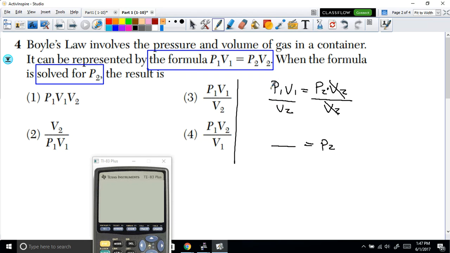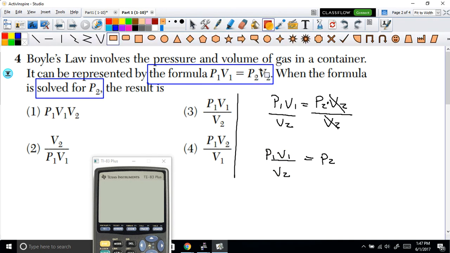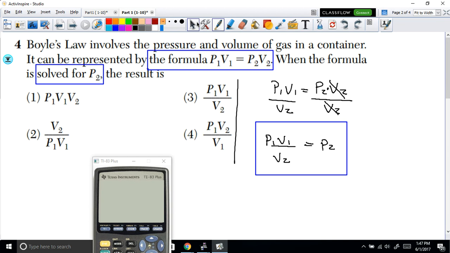Now in here, you cannot simplify this expression because notice that every single one is a different variable. So now you have P1, B1 divided by B2. And if you look at the correct options here, you will see that the correct option is option 3 because it does match P1, B1 divided by B2. And that's what happens when you solve for P2.